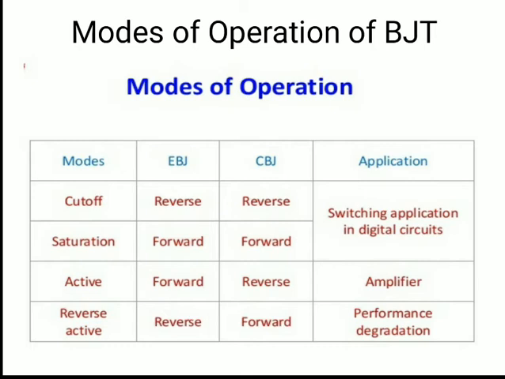Reverse active is basically a false practice, we never do this. It is the opposite of an amplifier, that is, the EB junction is reverse biased and the CB junction is forward biased. We have no use for such a connection because it will only degrade the performance of a transistor. Degrade is the opposite of upgrade.